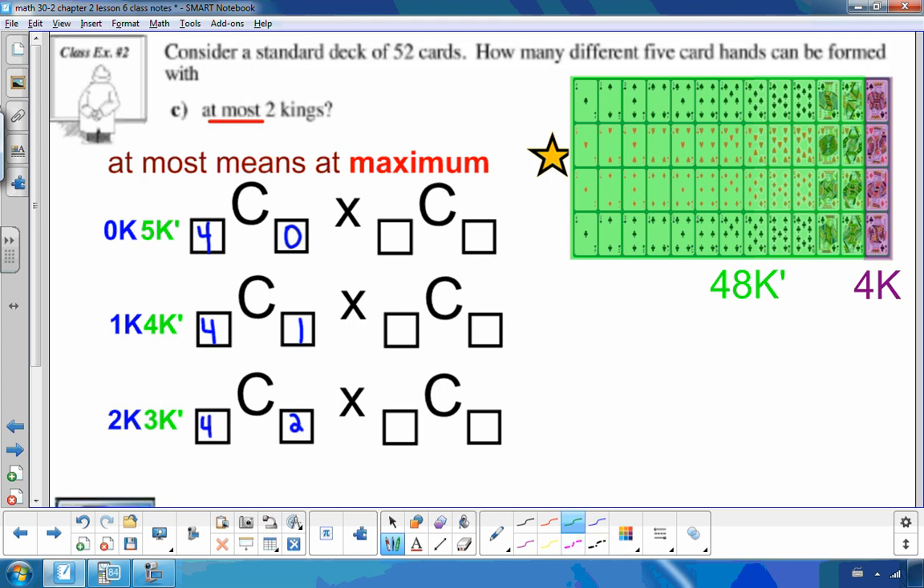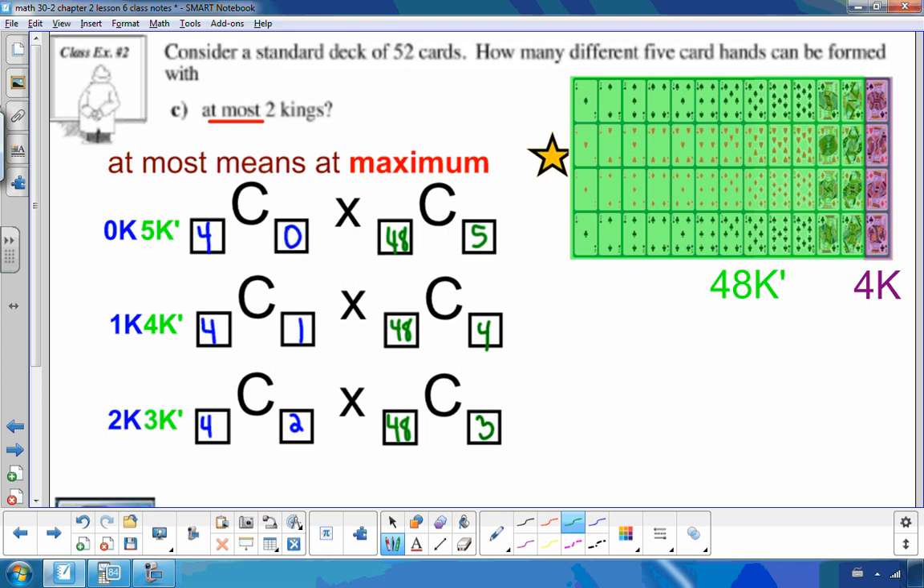Now let's focus on the not kings, because I have to add to 5 cards in my hand. If I have 0 kings, that means I have 5 cards that are not kings. There are 48 not kings, and I want 5 of them. To go with the 1 king, I need 4 not kings, so 48, and I want 4. To go with the 2 kings, I want 3, so 48 not kings, and then 3.